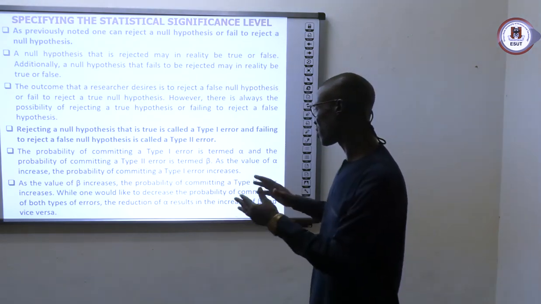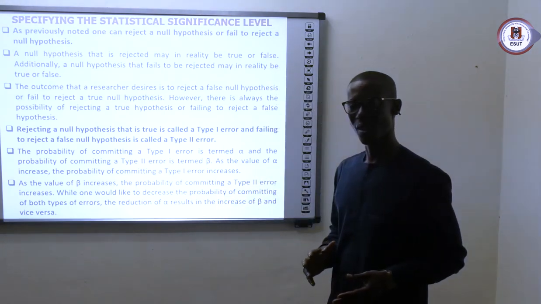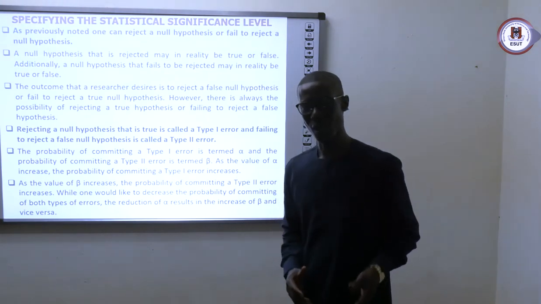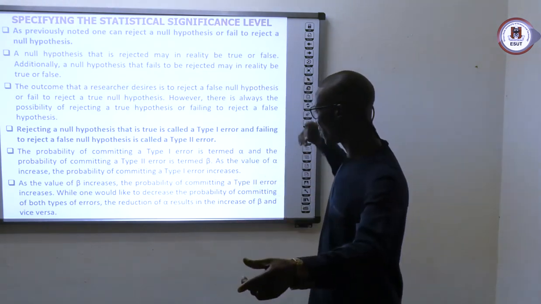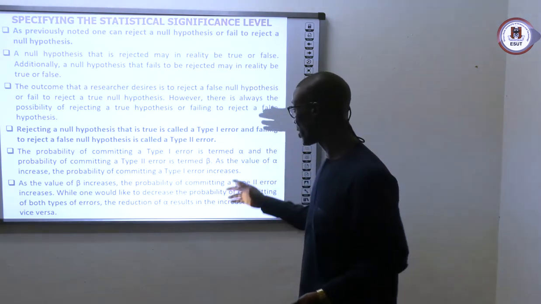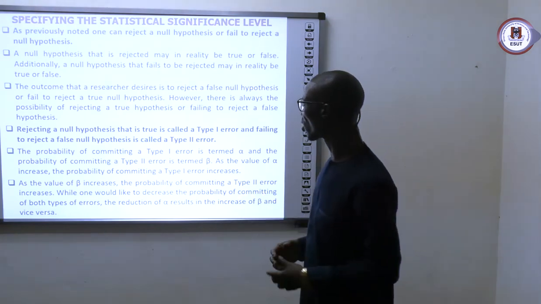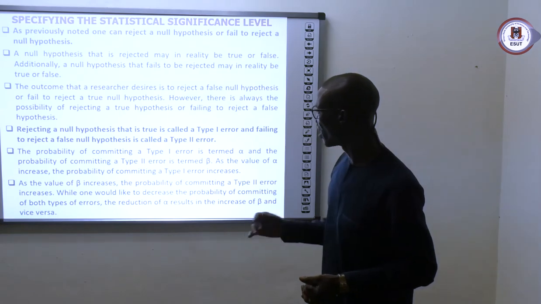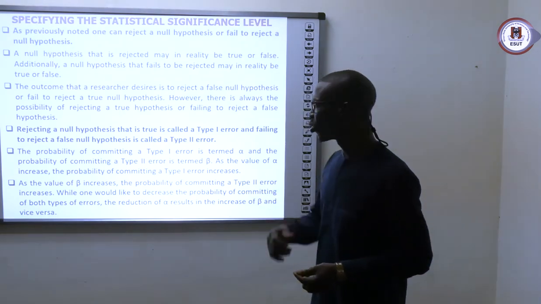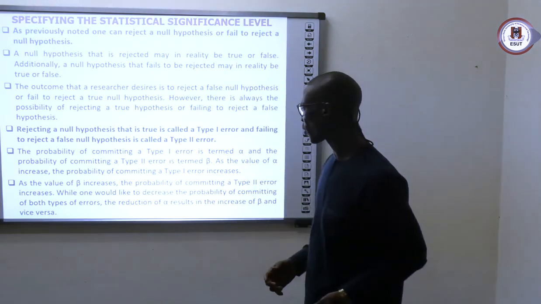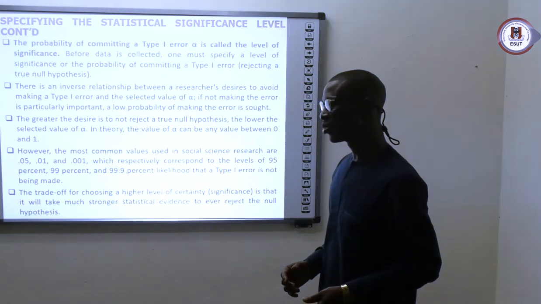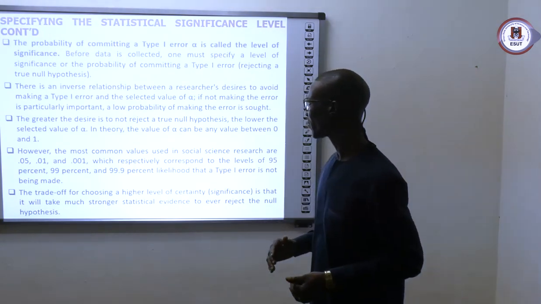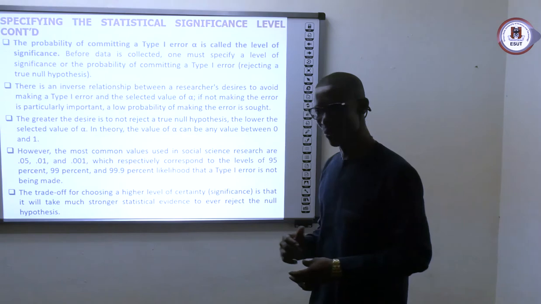So the probability of committing these two errors is carefully handled. And in avoiding these errors, we make use of the significance level in statistics. For you to choose the appropriate significance level, you need certain measures in order to choose this.